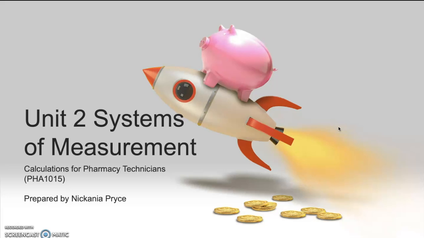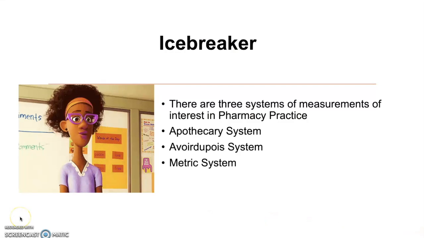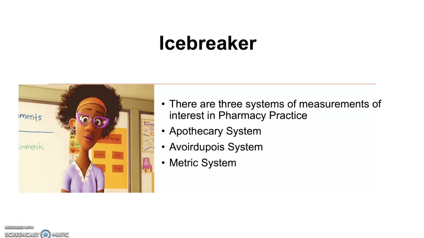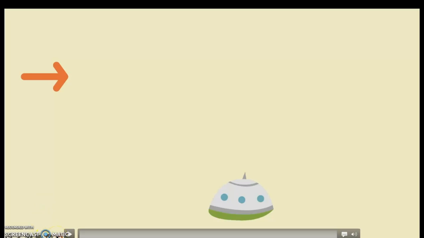First lesson on systems of measurement. There are three systems of measurement of interest in pharmacy practice, and we're going to be looking at all three of them. They're namely the apothecary system, the avoirdupois system, and the metric system. Let's look at an overview of the three systems right now.